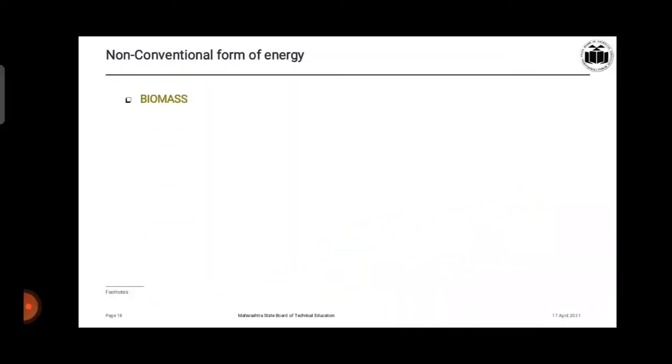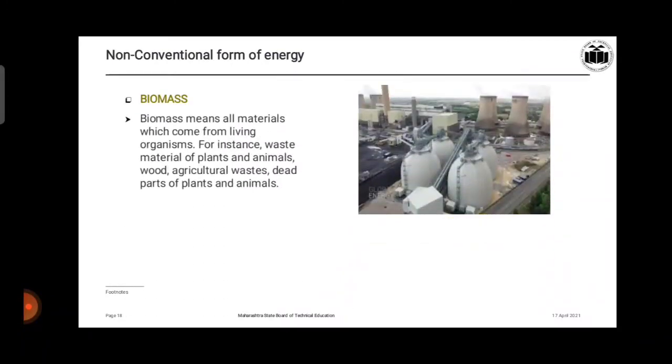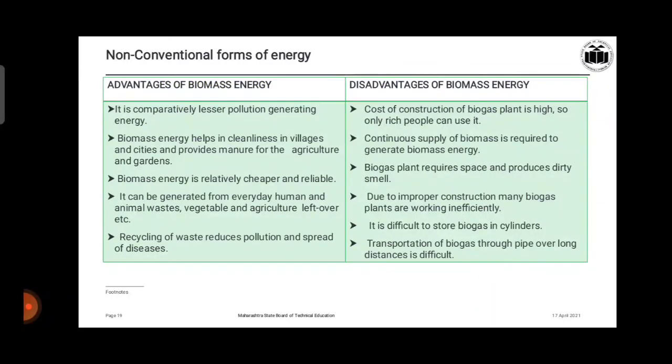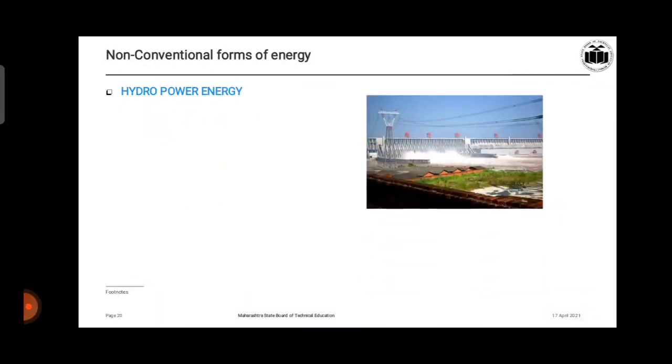Now the biomass is again all the material which comes from living organisms. And the biomass factor also gives different advantages and disadvantages for the society. So these are the different types of non-conventional forms of energy. Hydropower energy is also important.